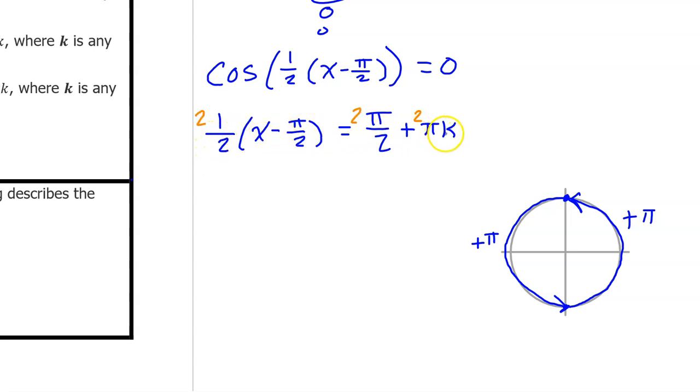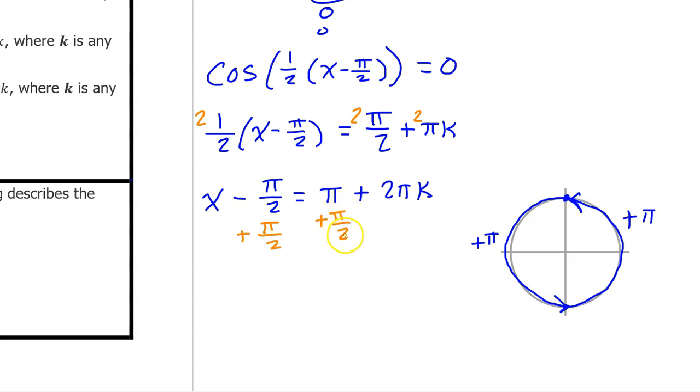Multiplying both sides of the equation by 2 gets rid of the 1/2, and we have x minus pi over 2 is equal to, these 2's cancel out, so we just have pi, plus 2 pi k. Now we need to add pi over 2 to both sides of the equation. So I'm doing plus pi over 2 here, and I'm adding pi over 2 over here, but I'm going to combine like terms. So I'm going to wind up adding the pi and the pi over 2.